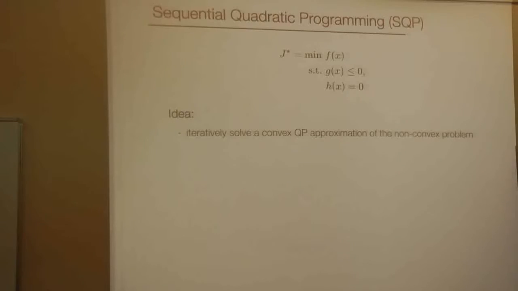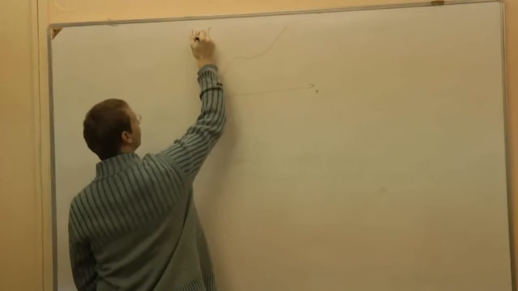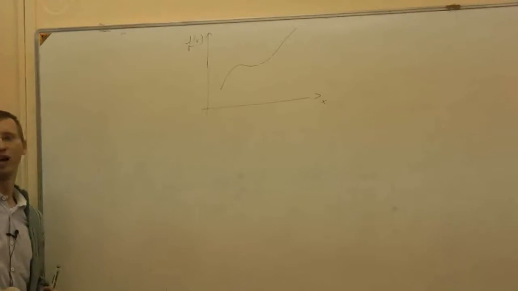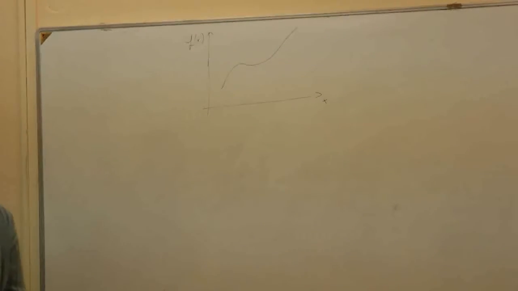So let us take a look at how this sequential quadratic programming works. So as we said, we will iteratively solve a QP approximation of the non-convex problem. Now, can somebody tell me how do we approximate a function? Like, I have a function. Okay? Let this be x, let this be f of x. When you hear the word approximate a function, what comes to your mind? How can we approximate a function?